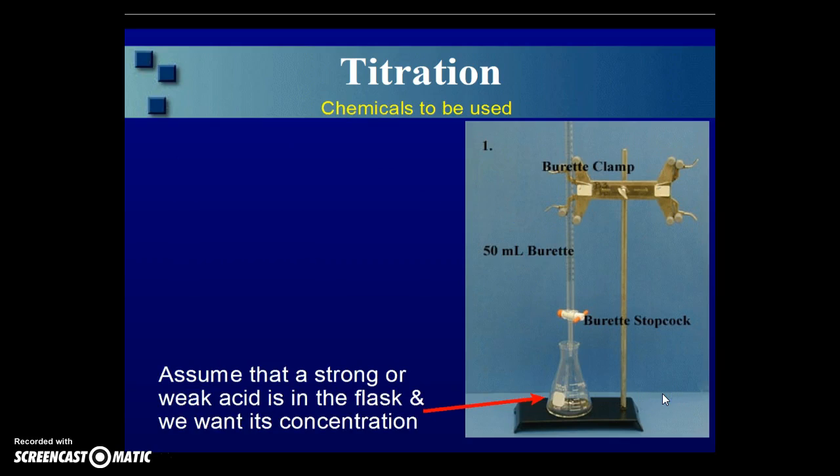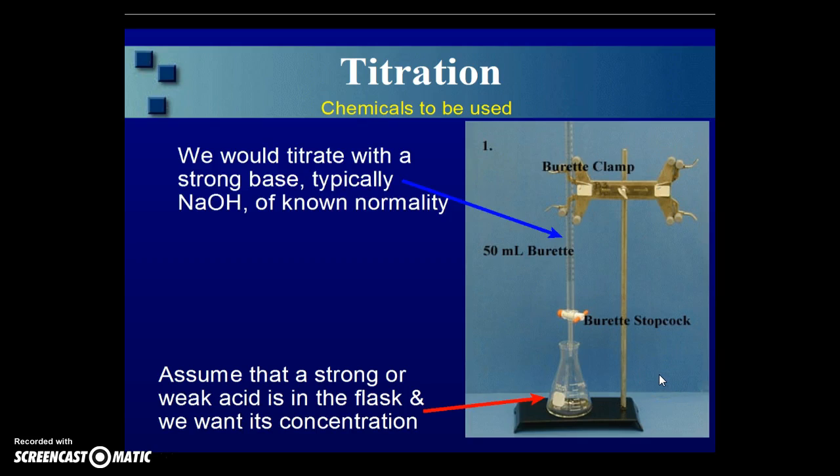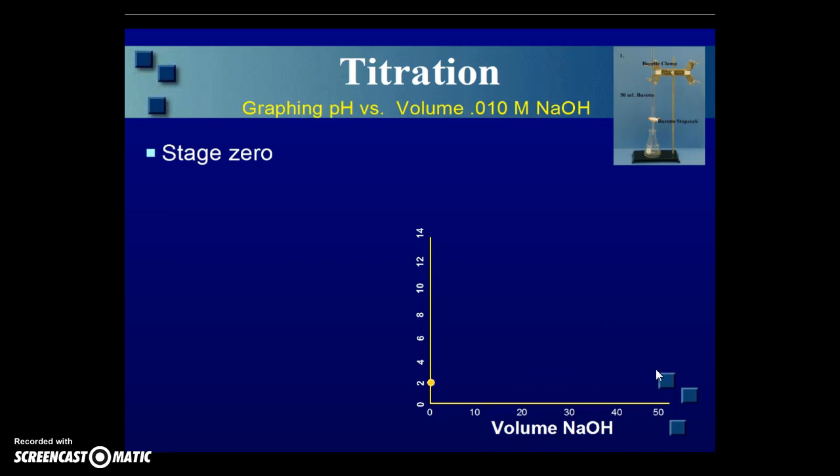We're going to assume that a strong or weak acid is in the flask and that we want to find its concentration. So we would titrate with a strong base, typically sodium hydroxide since it's not expensive. And we would have already figured its normality. Generally speaking, we standardize that with potassium acid phthalate, a dry, weak acid.